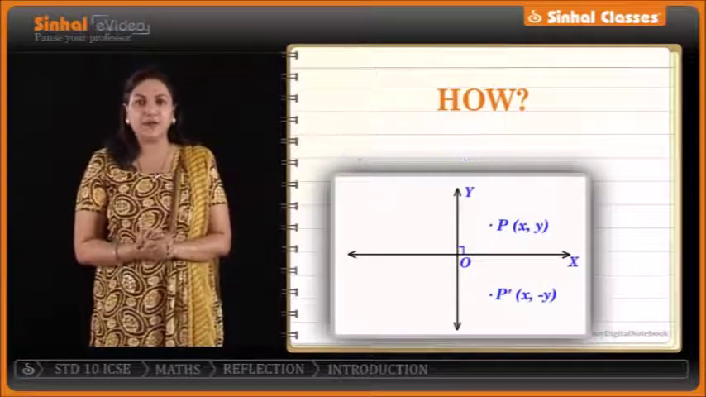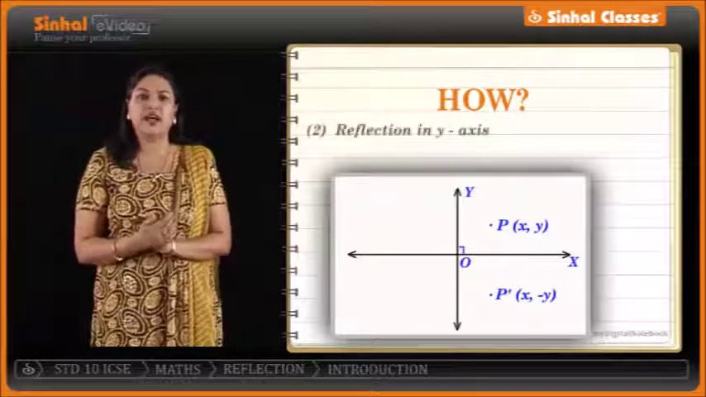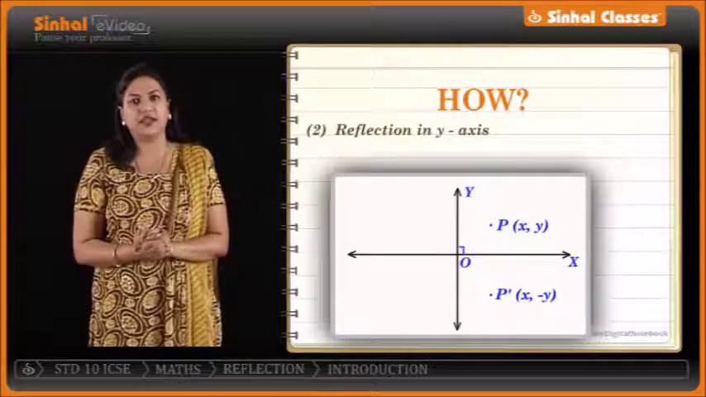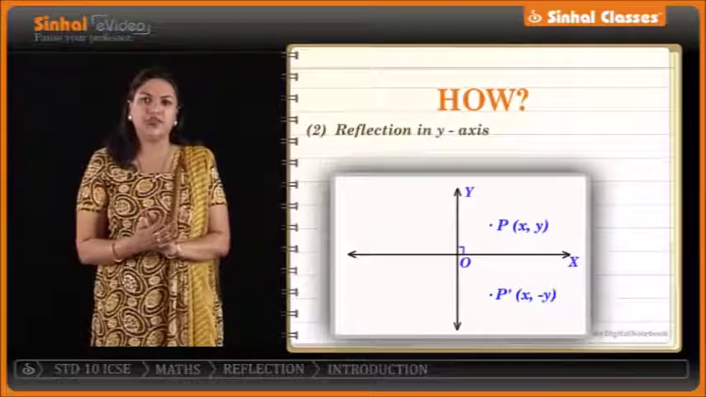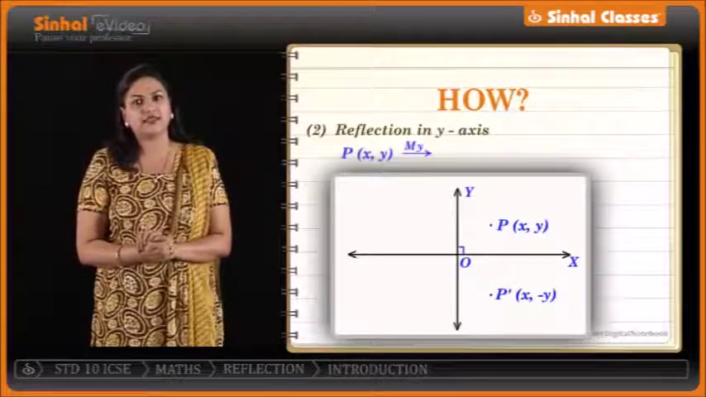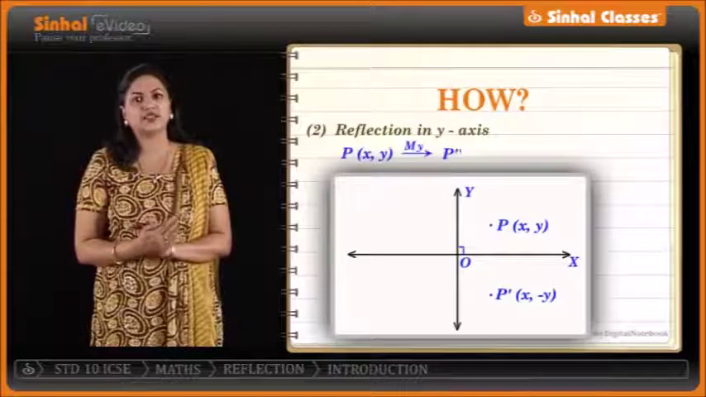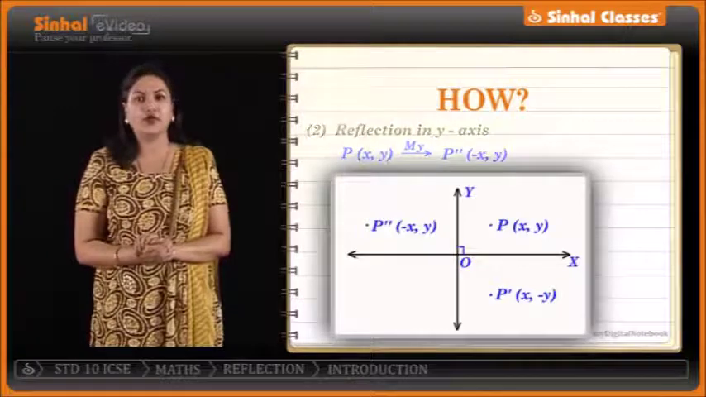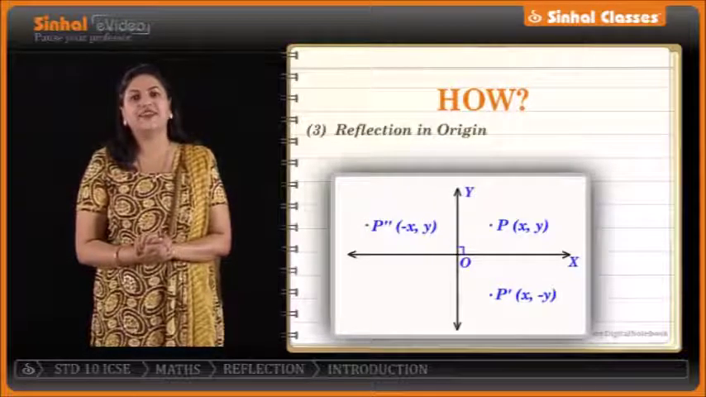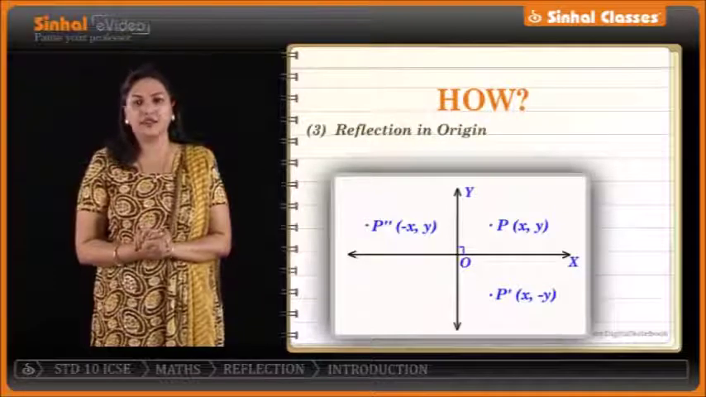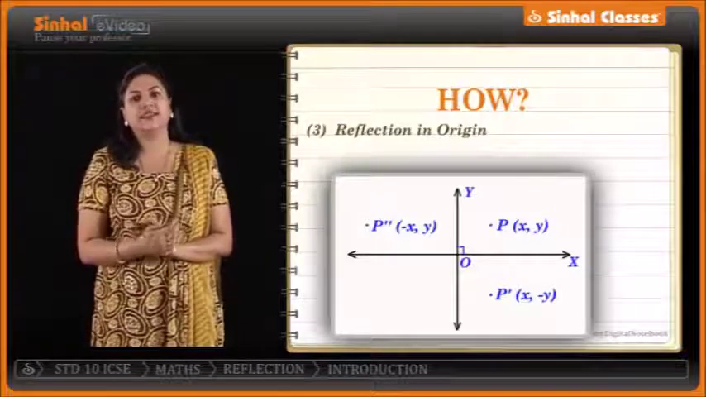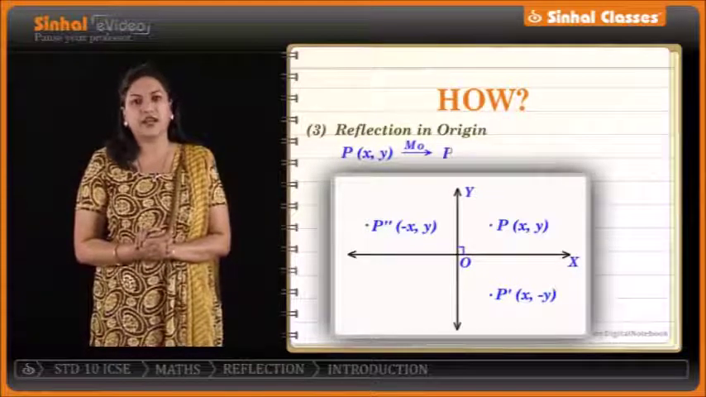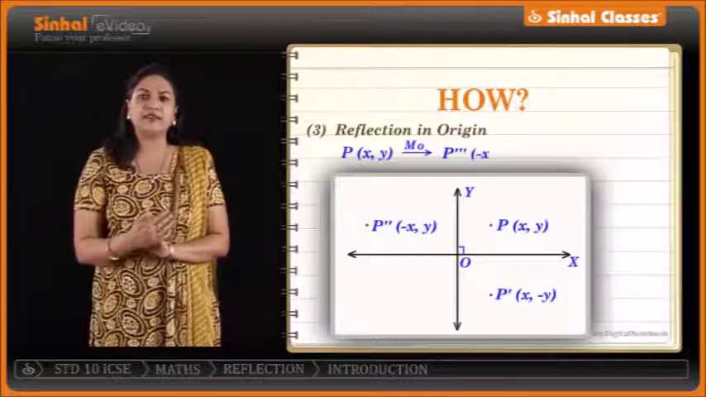Now let's reflect the same point in the y-axis. We will have the x-coordinate sign changes to minus x and the y-coordinate remains the same. So we have reflection of the point P in the y-axis as P double dash with coordinates minus x and y. Now we reflect the same point P in the origin. We will observe that both the coordinates, the sign will change. That is, we have reflection of P in the origin as P triple dash with coordinates as minus x and minus y.